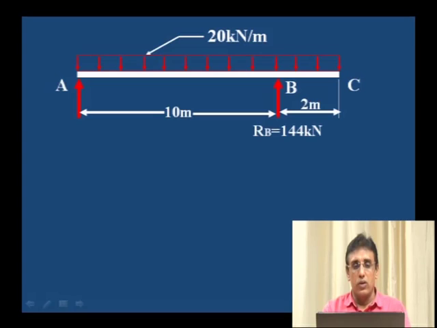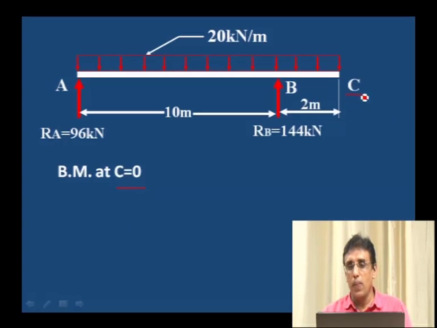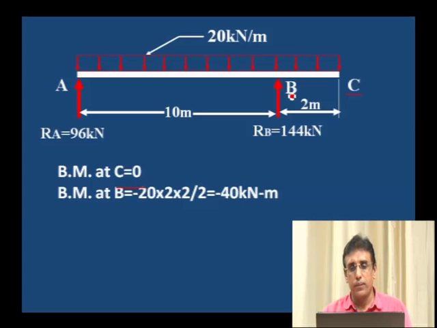Next, the bending moment at C is 0. Bending moment at B: taking the right portion of the load, it is only a distance of 2 meters. 20 into 2 is the load, and 2 divided by 2, which acts at the center of BC, that is 1 meter from B. This is the moment about B, and it is a minus value because it is a clockwise movement.